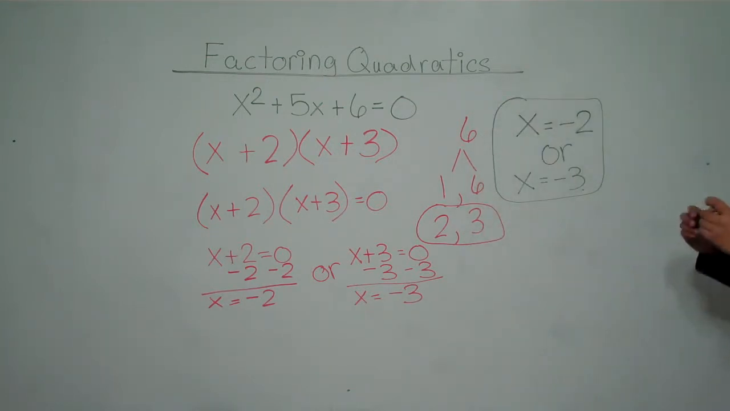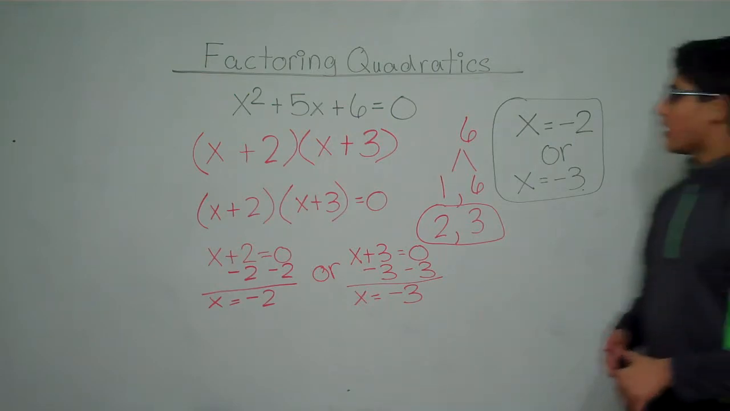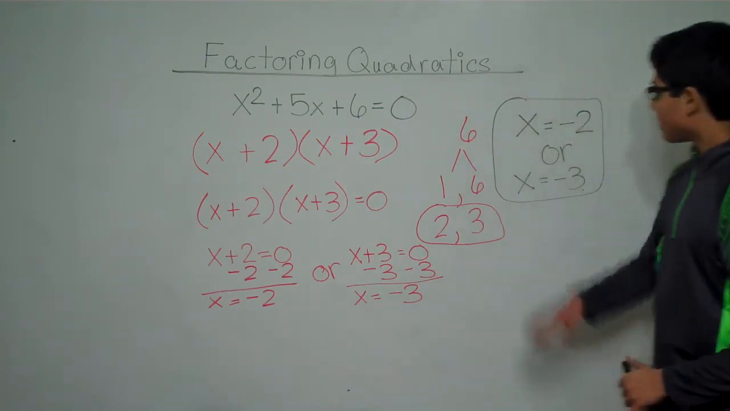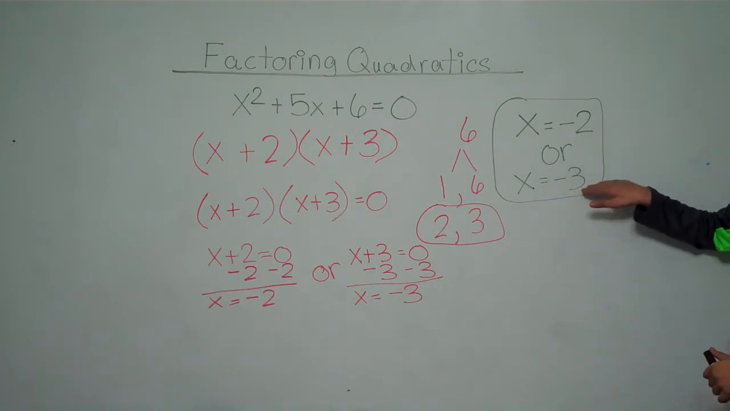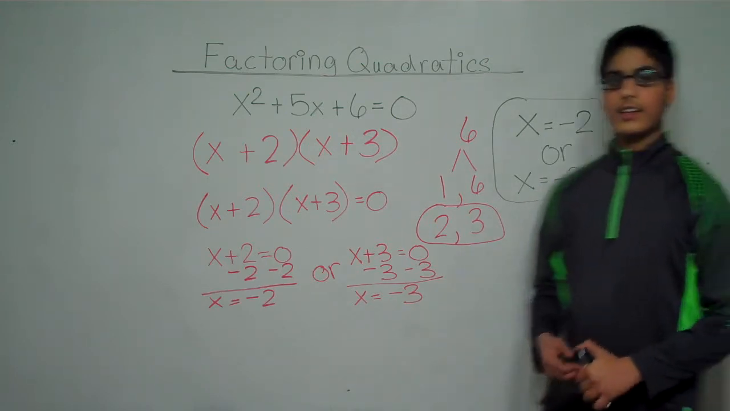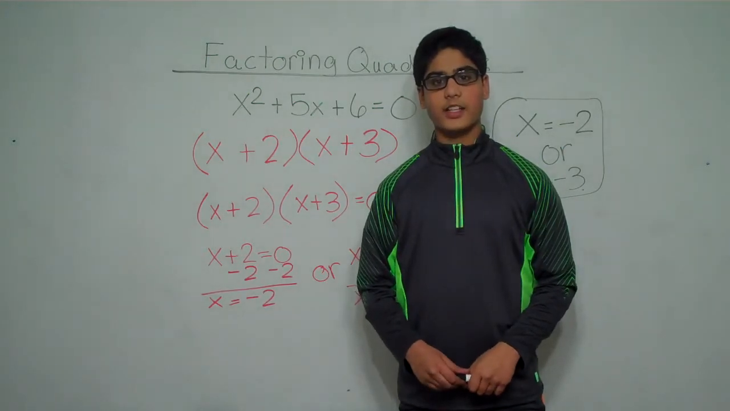So the two values of x for this quadratic equation are x is equal to negative 2 or x is equal to negative 3. Today we learned about factoring quadratics.